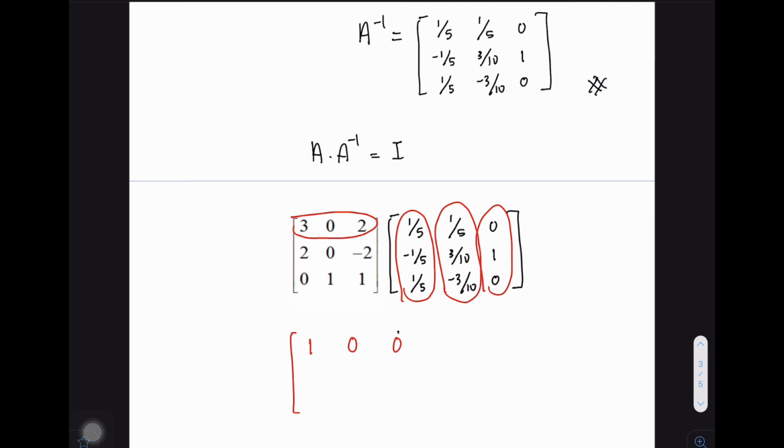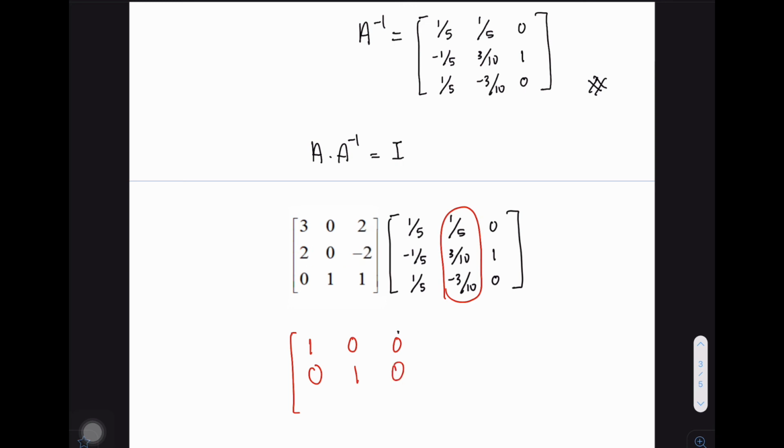So next is the second row. You times with the first column, so you will get 2 times 1 over 5 is 2 over 5. This one is 0. 2 over 5 minus 2 over 5 is 0. Then row 2 times the second column, so 2 over 5, this one is 0, 2 over 5 plus 3 over 5 is 5 over 5, 5 over 5 is 1. Then you have here 0 plus 0 plus 0 is 0.